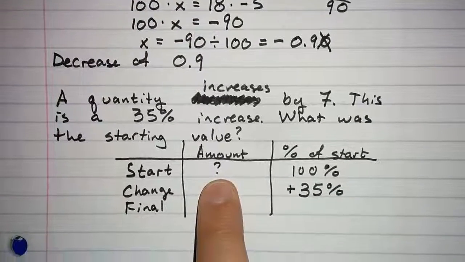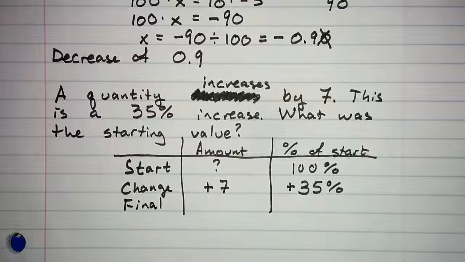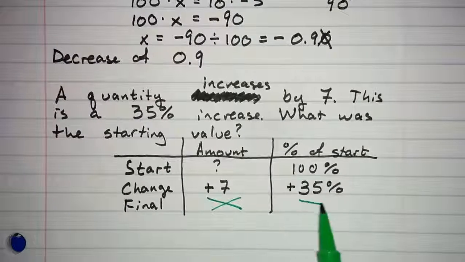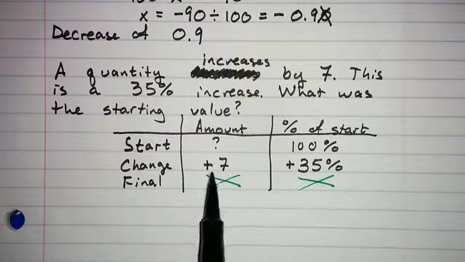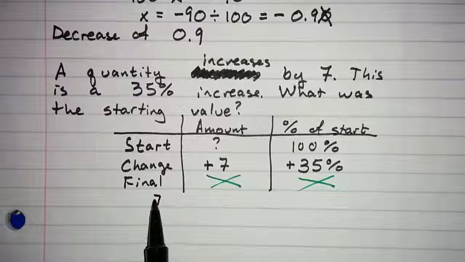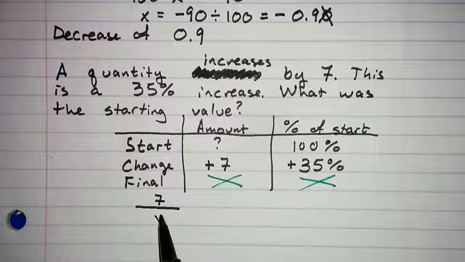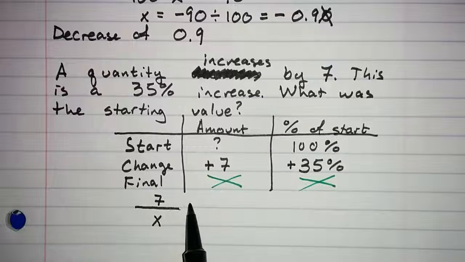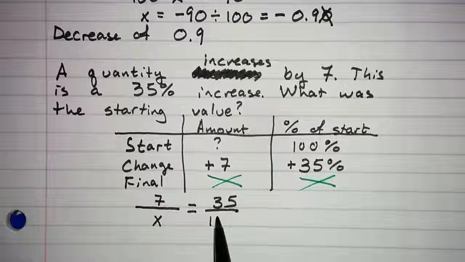What is the starting amount? Well, that's going to be the base in our percent proportion, right? And once again, we're not concerned with either the final amount or the final amount as a percent of start. So the change is the portion. The starting amount is the base. That's unknown. But that's going to equal 35%.